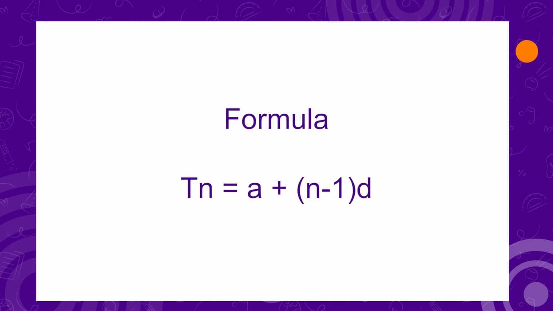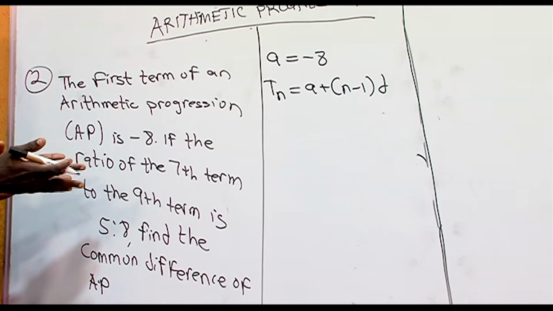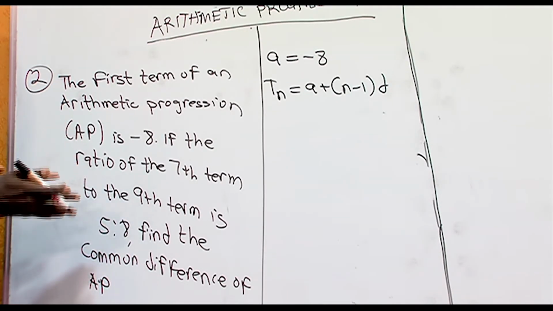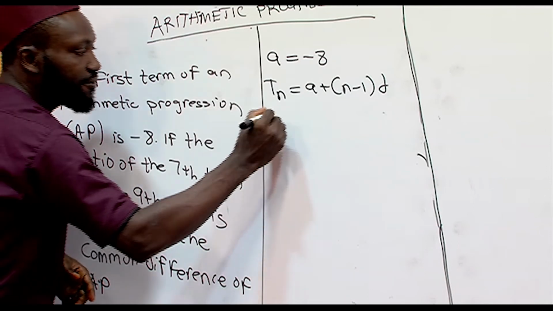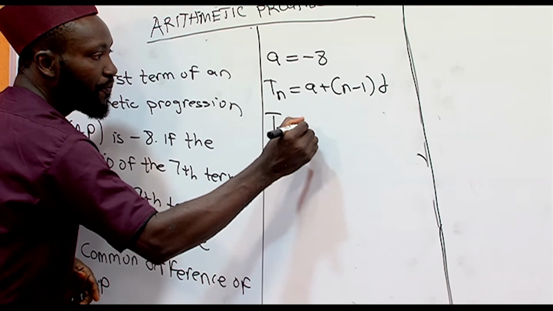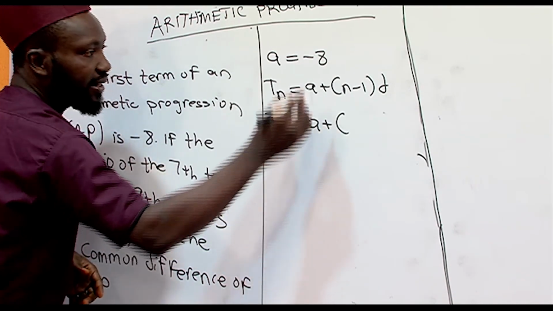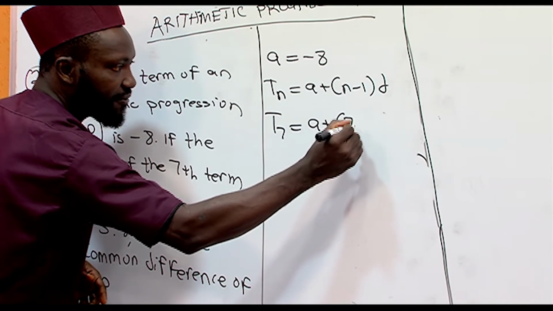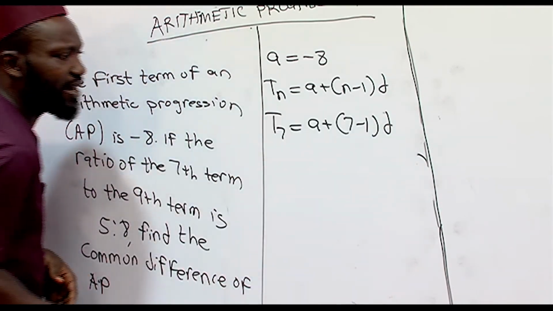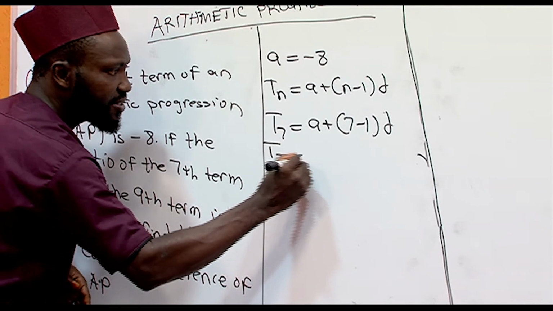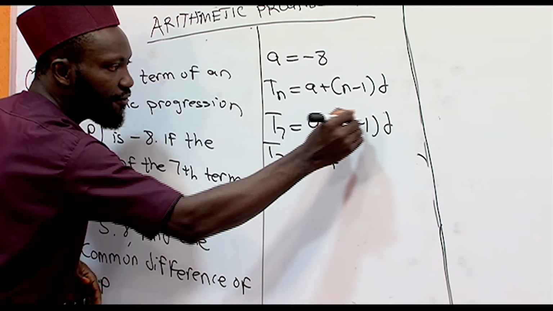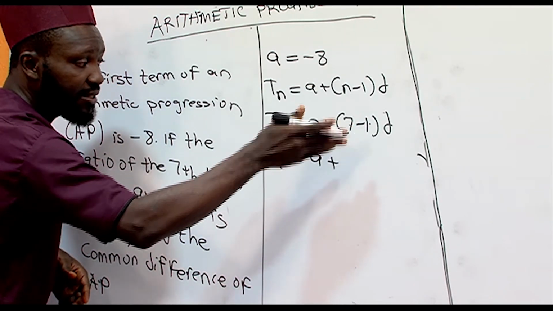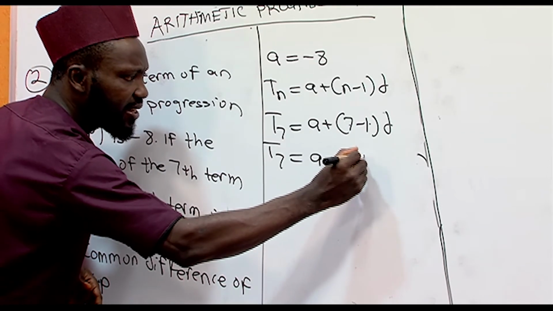Now, we are told the 7th term to the 9th term. So let's take the 7th term first. We have T7 is equal to A plus, open bracket, 7 minus 1, close the bracket, multiplied by D. At the end, I have T7 is equal to A plus 7 minus 1, which is 6, multiplied by D, giving me 6D.